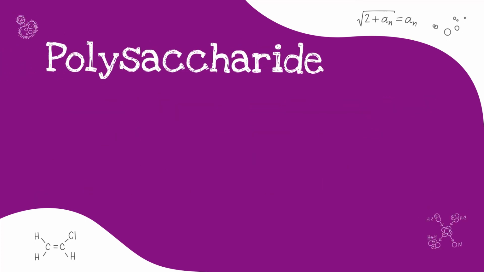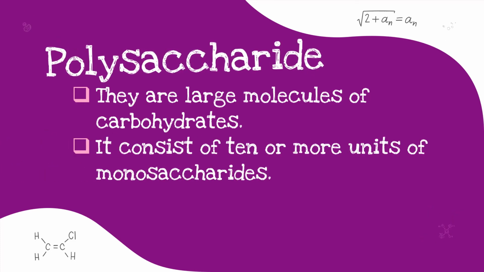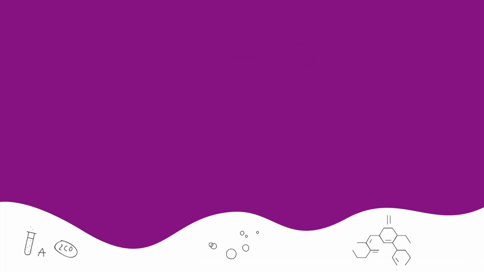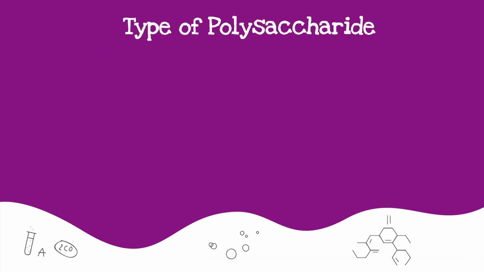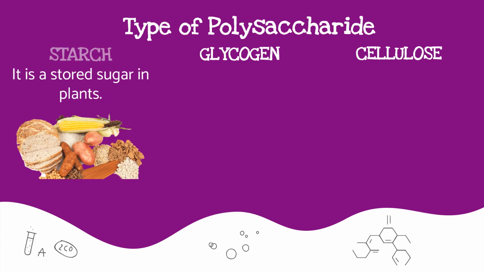Now, the last classification of carbohydrates is the polysaccharide. Polysaccharides are large molecules of carbohydrates. They consist of 10 or more units of monosaccharide. There are 3 types of polysaccharide: starch, glycogen, and cellulose. Now, what is the difference between these 3? Starch is the polysaccharide stored in plants. We can acquire this type of polysaccharide from starchy foods such as bread, corn, some potatoes, and some grits.